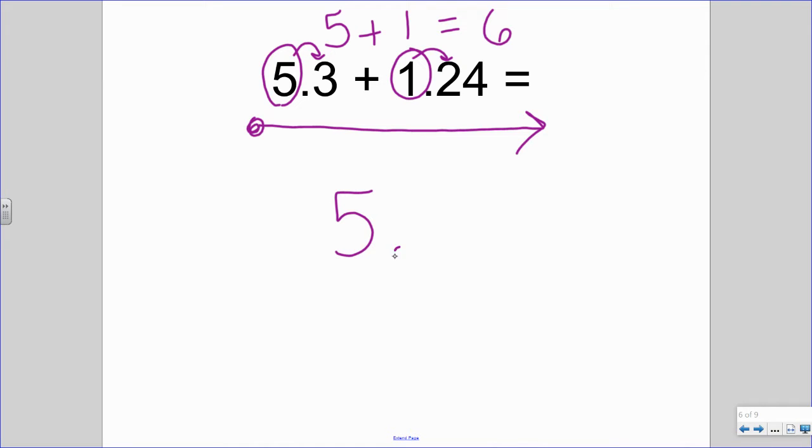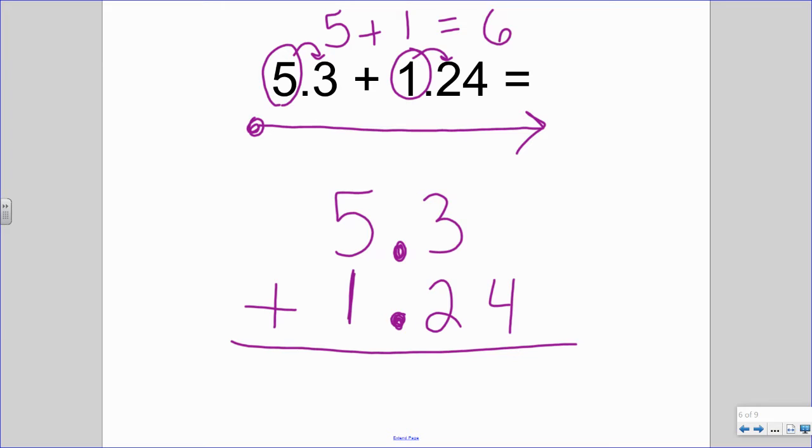So now I'm going to set up my original problem from left to right, starting with 5 3/10. And I want to make sure that the next thing I do is my plus sign. When I put 1 24/100 down, I want to make sure I'm lining up my place values, just like we do when we're comparing. I know the 1 should go underneath the 5 because it's in the ones place. I know the 2 should go underneath the 3 because it's in the tenths place, and the 4 is in the hundredths place.